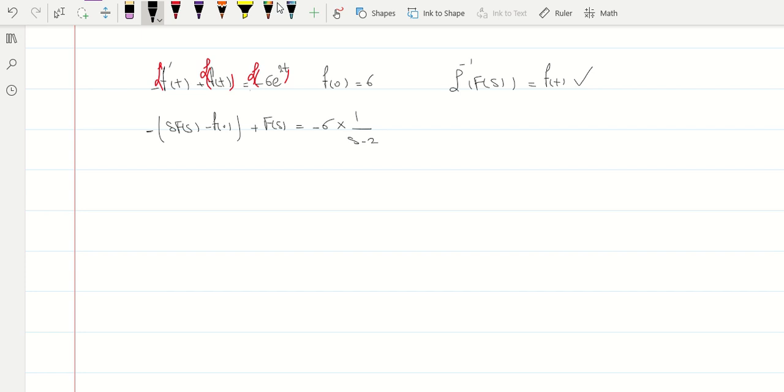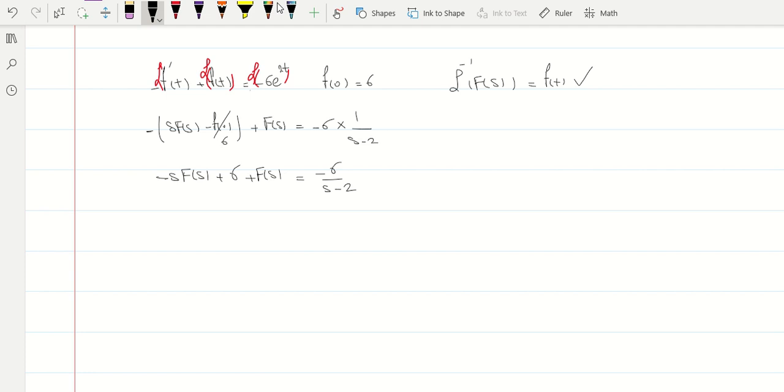Now, after calculating the Laplace for each of these terms, we want to find the value for F(s). In order to do so, we're just going to simplify the equation. I'm just going to write f(0) is equal to 6. And I'm going to multiply this negative sign into the parentheses. It would be minus s F(s) plus 6 plus F(s) is equal to minus 6 over s minus 2.